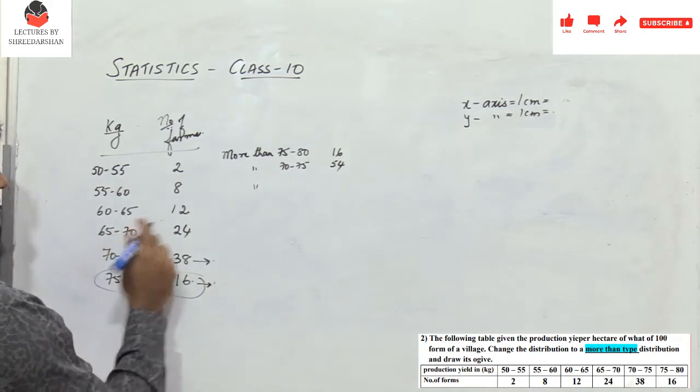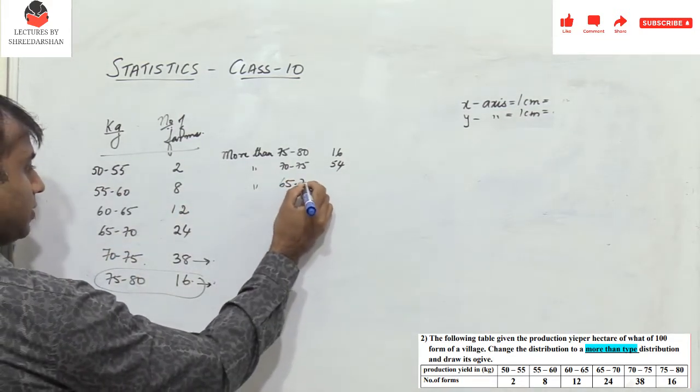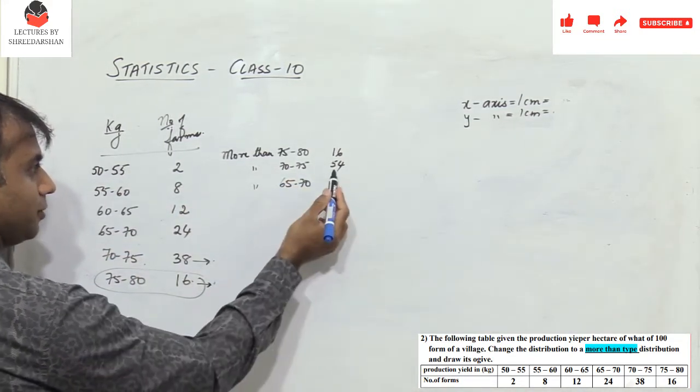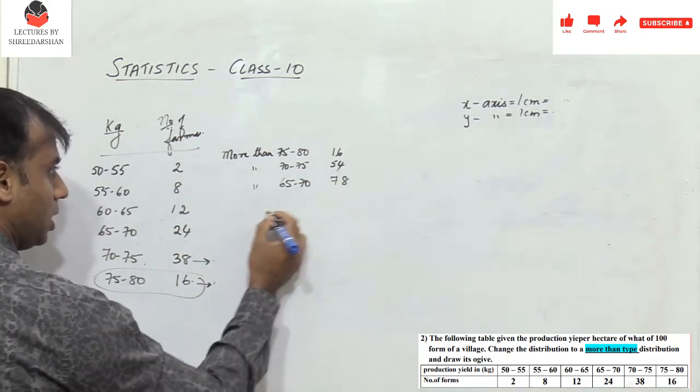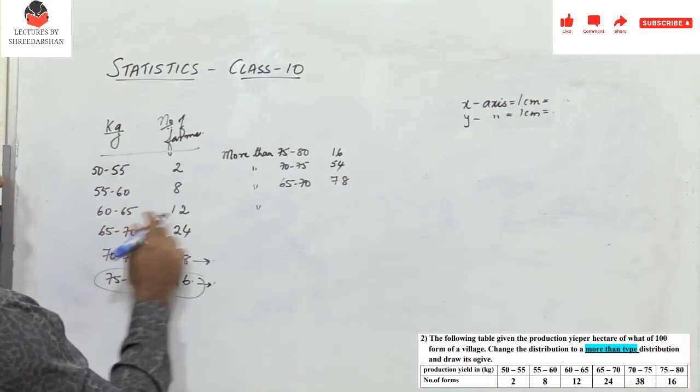Next, more than 65 to 70. So I need to add 54 plus 24. So I get 78. More than 60 to 65.